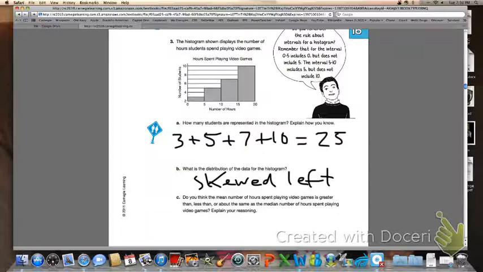For letter B, the distribution of the data for the histogram would be skewed left. The data peaks at the right and tails and slants off to the left.